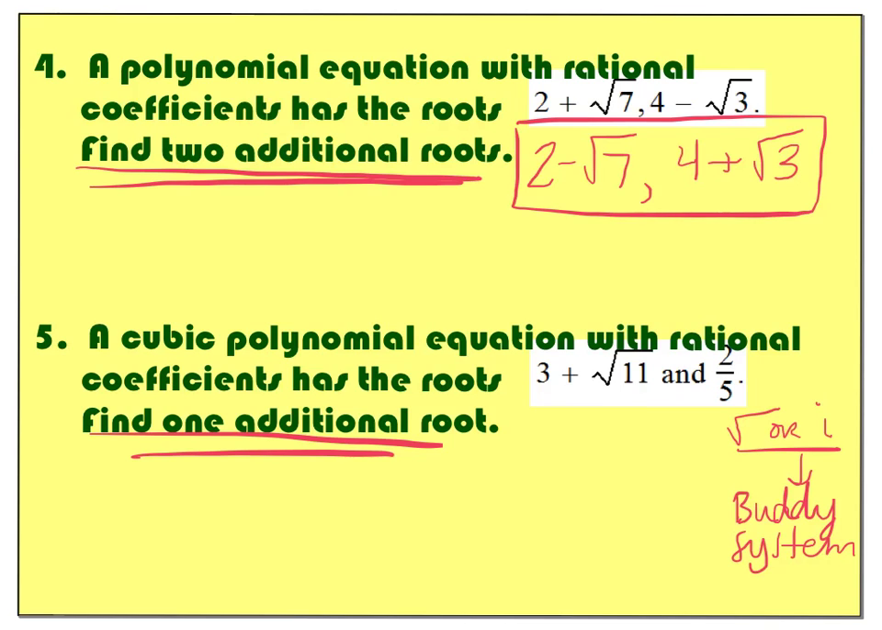So if they are looking for 1 additional root, 2/5 means nothing to me. It's just this 3 plus radical 11, and we know that that means we also must have 3 minus radical 11. So that is your 1 answer there.